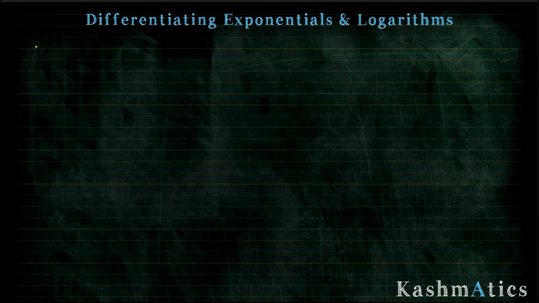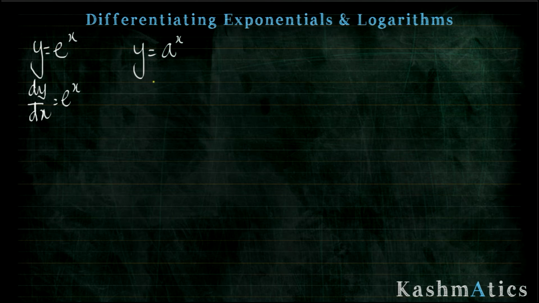Now we know that y equals e to the power x, when differentiated, becomes e to the power x. And that only works because this e is a special number which when differentiated gives you exactly the same function. But if instead y is equal to a to the power x, okay, we can't do it so easily. So what we do is we use some clever trickery when it comes to exponentials and logs to help us along the way. So let's say e to the ln x is equal to x.